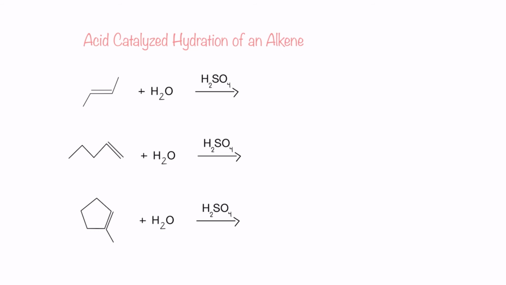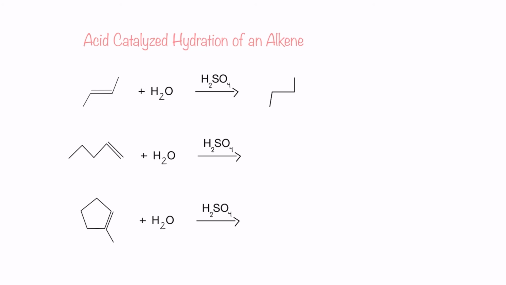But we don't need to remember the mechanism or anything crazy like that. All we need to know is that whenever we have an alkene being added to water and sulfuric acid, the double bond is going to break here. So we are going to form an alkane. And so our double bond has broken.